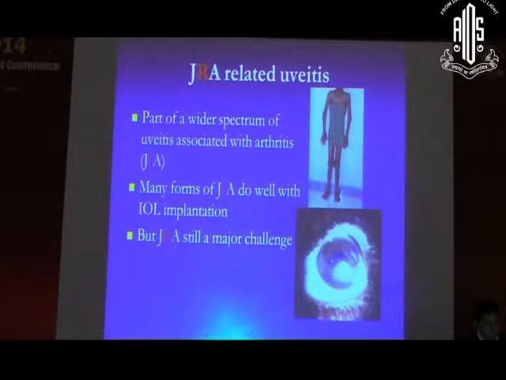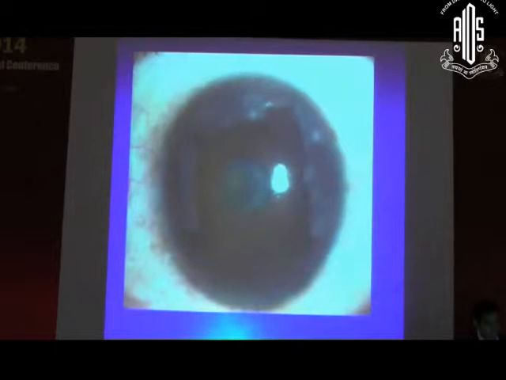And there are many other forms that do well with intraocular lenses. Many forms of JIA, or juvenile idiopathic arthritis, do well with intraocular lenses. The classic JRA, which fits the criteria for juvenile rheumatoid arthritis, does not do well with intraocular lens implantation.